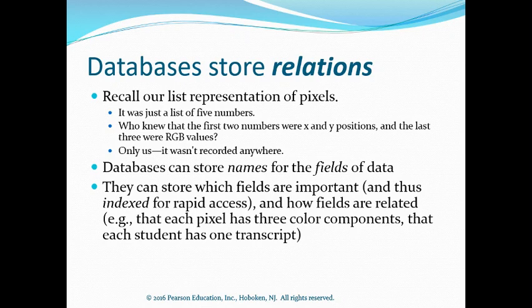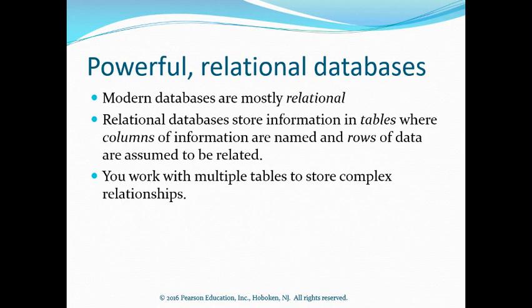Databases store relations. Recall our list representation of pixels. It was just a list of 5 numbers. Who knew that the first 2 numbers were XY and the last 3 were RGB values? Only us. It wasn't recorded anywhere. But databases can store names for the fields of data. They can store which fields are important and thus index for rapid access, and how fields are related. That each pixel has 3 color components, that each student has 1 transcript. Powerful relational databases. Modern databases are mostly relational.